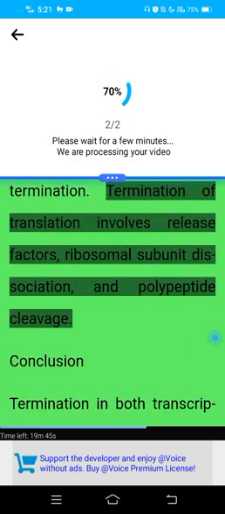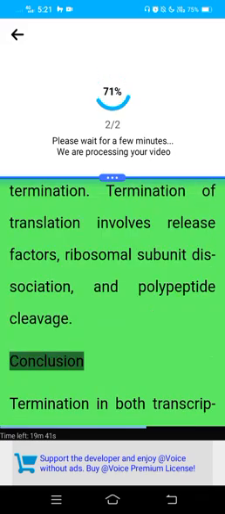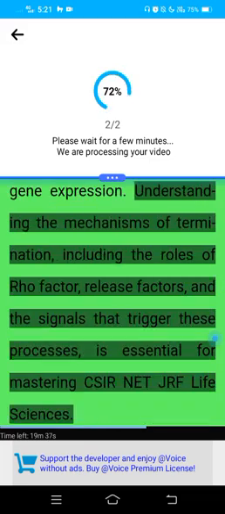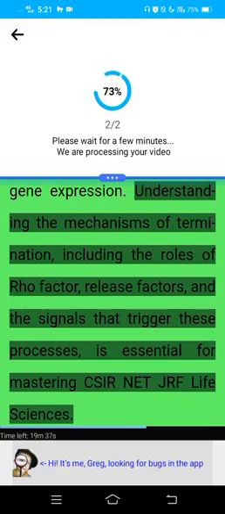Termination of translation involves release factors, ribosomal subunit dissociation, and polypeptide cleavage. Conclusion. Termination in both transcription and translation is crucial for the proper completion of gene expression. Understanding the mechanisms of termination, including the roles of Rho factor, release factors, and the signals that trigger these processes, is essential for mastering CSIR NET JRF Life Sciences.